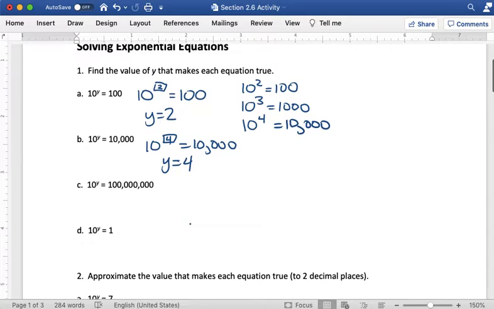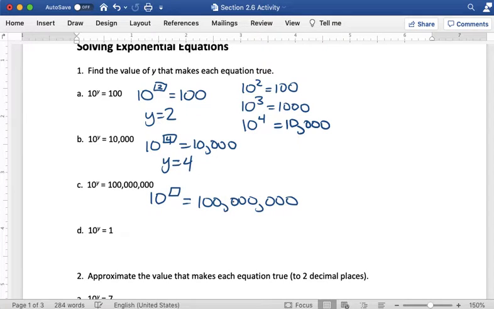You can also do some guessing and checking on a calculator. Just do 10 to various powers until you get the right answer. That works too. For part C, now I want to know 10 to what power equals 100 million. So if I look at this, I could also keep working up here with the chart that I started earlier, 10 to the 5th, 10 to the 6th, until I got the right number.